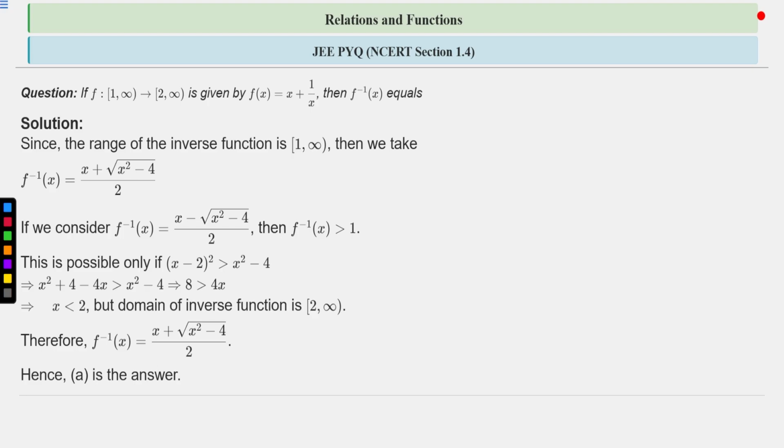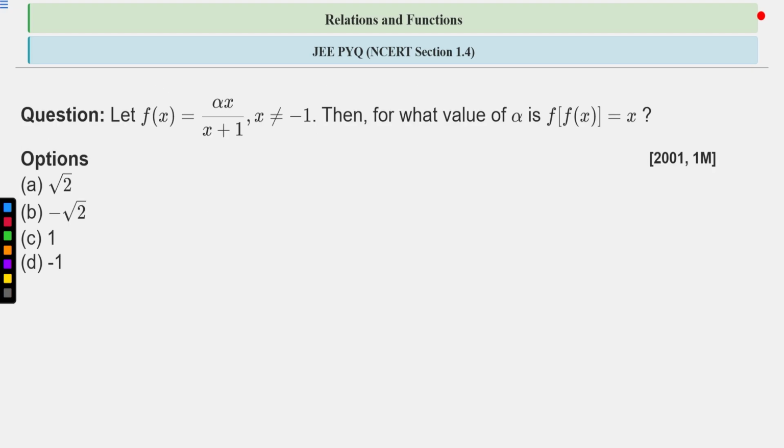Okay, let us move to the next question. This question says: let f(x) equal to alpha x upon x plus 1, where x is not equal to minus 1. Then for what value of alpha is f of f(x) equal to x? We have to basically find the value of alpha for which f of f(x) is equal to x.